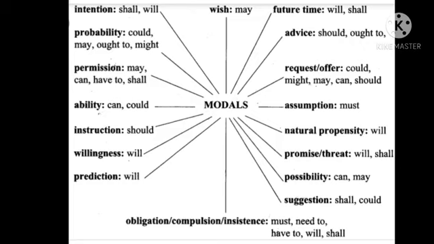Then for natural propensity, we use will. And for promise or for threats, we use will and shall. Then for possibility, we use can or may. And for suggestion, we use shall or could. And for obligation or compulsion or insistence, we use must, need to, have to, will, and shall. So these are the types of modals, and these are the places where we have to use them.